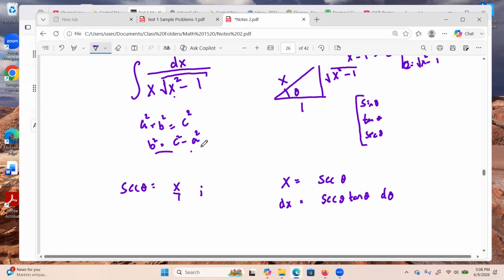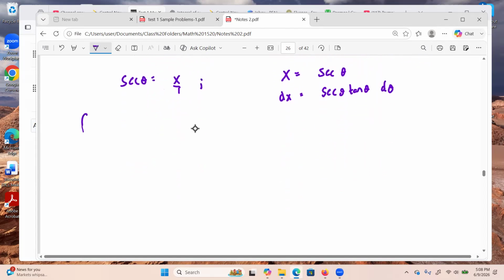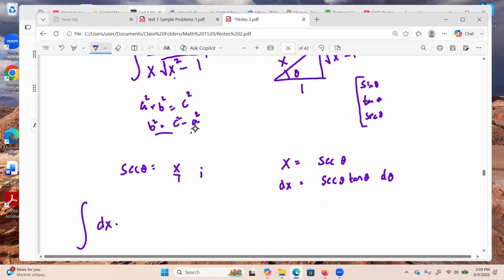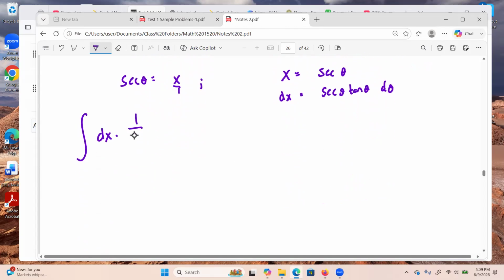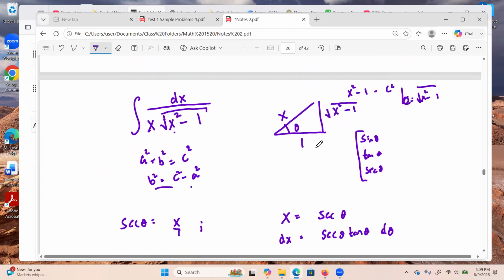And now we're going to figure out what we're going to do with the rest of this stuff. So I'm going to rewrite my integral. I'm just going to break it into its component pieces here. So we have our dx times, and then what do we have here? We have a 1 over x times a 1 over the square root of x squared minus 1. So I can go back up to my triangle and figure out what am I dealing with exactly.